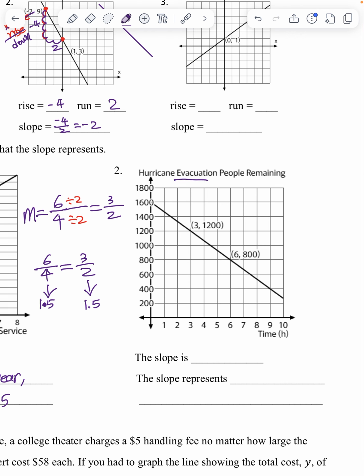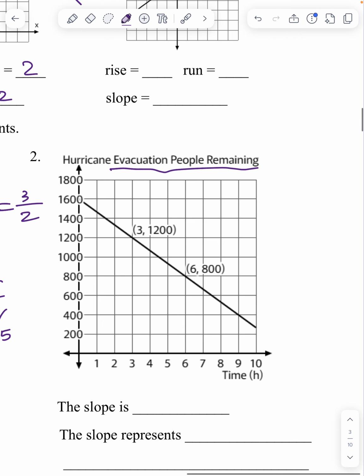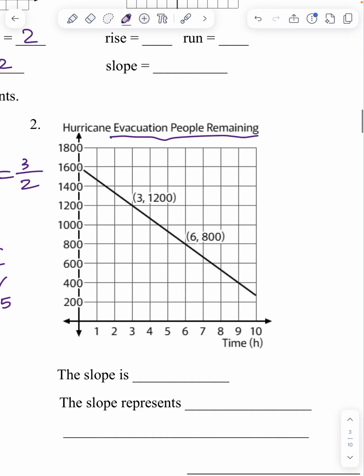Hurricane evacuation, people remaining. Okay, look at the graph. Find the slope. So the horizontal axis is also time. And how many people are still remaining? So this is the population, right? The population. Okay, what's the slope? Let's use the 2 points. Here's one. Here's another one. Oh, this time it goes down. Goes down.